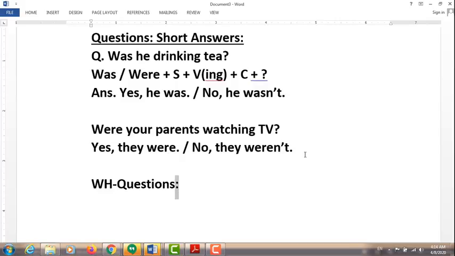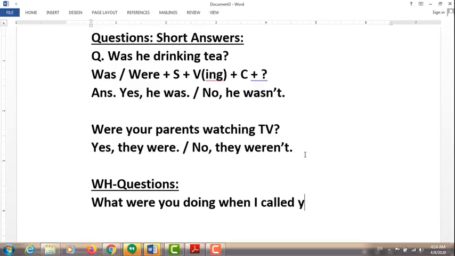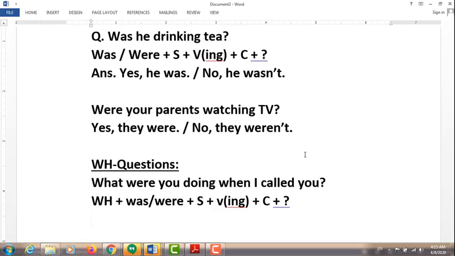Okay? WH questions means informative questions, or questions that provide us a lot of information. For example, I say, what were you doing when I called you? First you have WH, and then you have was or were, plus subject, plus verb ing, plus complement and question. Okay? And then in the answer you can use past continuous.